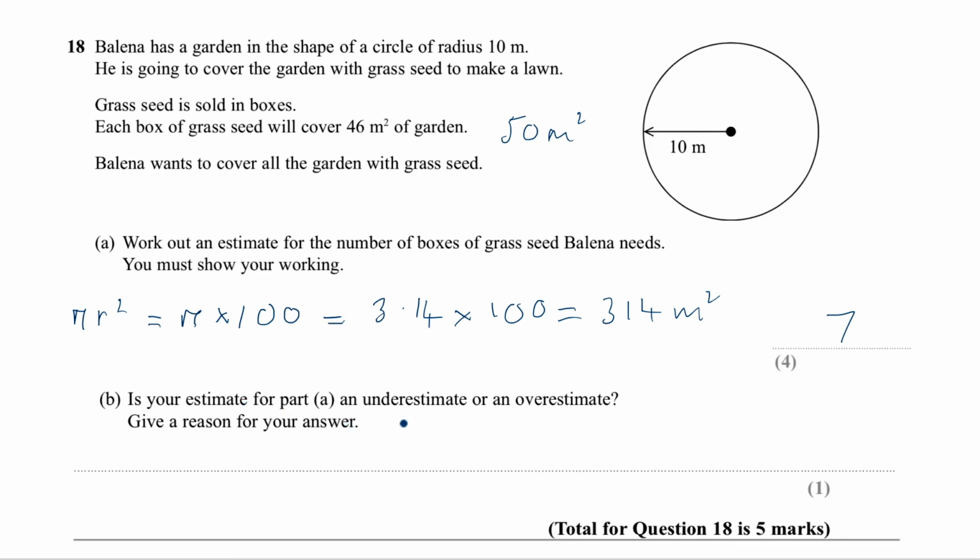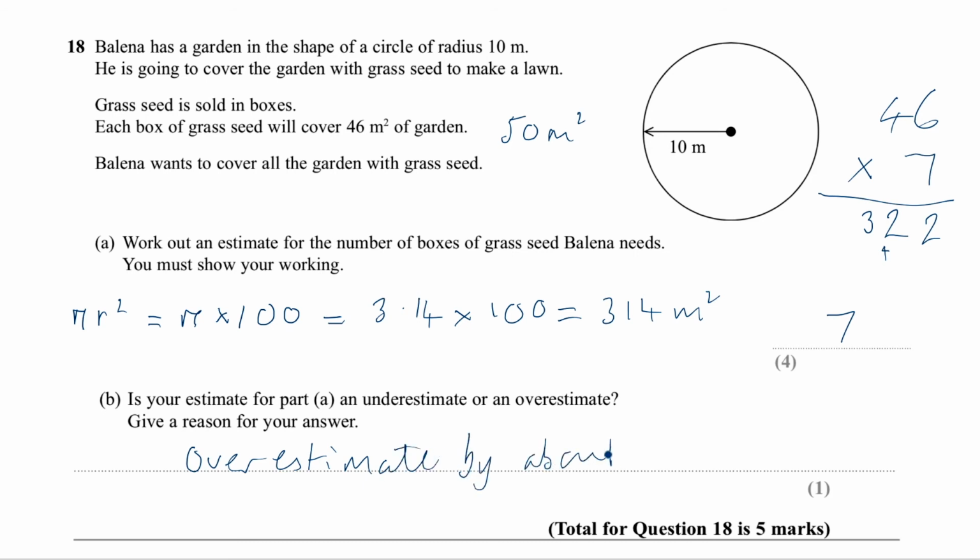Is your estimate for part A an underestimate or an overestimate? Well, one thing we could do is to do 46 times 7, so get our estimate closer. 46 times 7, 6 sevens are 42, 4 sevens are 28, add 4 makes 32. So that would cover 322 square metres. We've got 314 square metres, so it's an overestimate by about 8 square metres. So I think it is a bit of a crazy question, this one, because in a way, it's not an overestimate or an underestimate. We know we're going to need 7 boxes. 6 boxes won't do it. 8 boxes would be far too much.